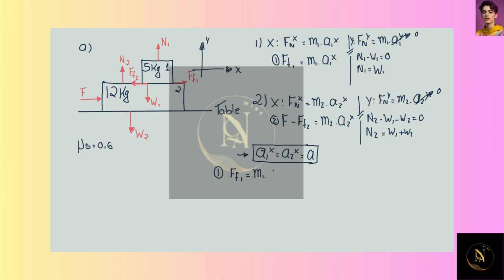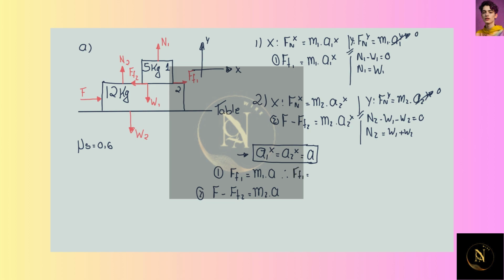the mass number 1 times the acceleration, and for equation number 2, F minus frictional force number 2 is equal to the mass number 2 times its acceleration. Then, notice that we want to discover what is the maximum possible value for the force. So this means that we should also use the maximum possible value for the frictions. And the friction in this context is the static frictional force.